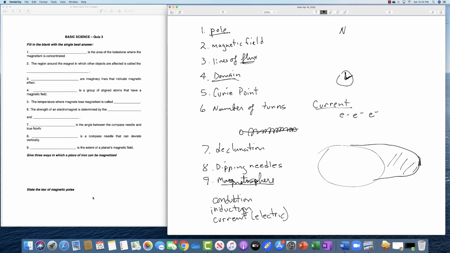State the law of magnetic poles. Like poles repel and opposite poles attract. That's the law of magnetic poles. Like poles, so two north poles or two south poles, are going to repel each other, but opposite poles will attract each other.